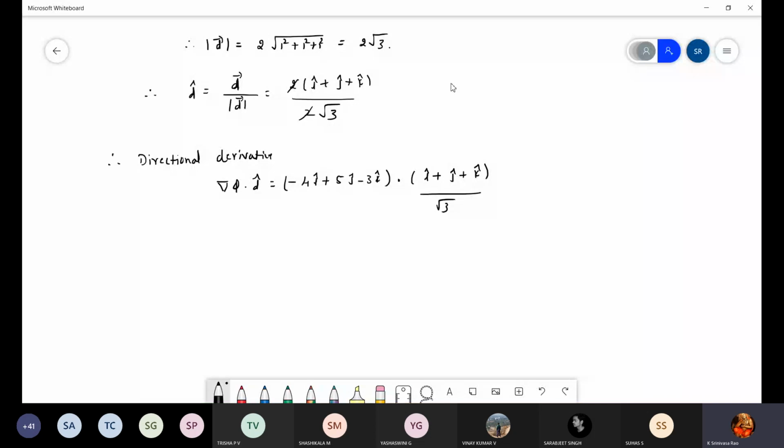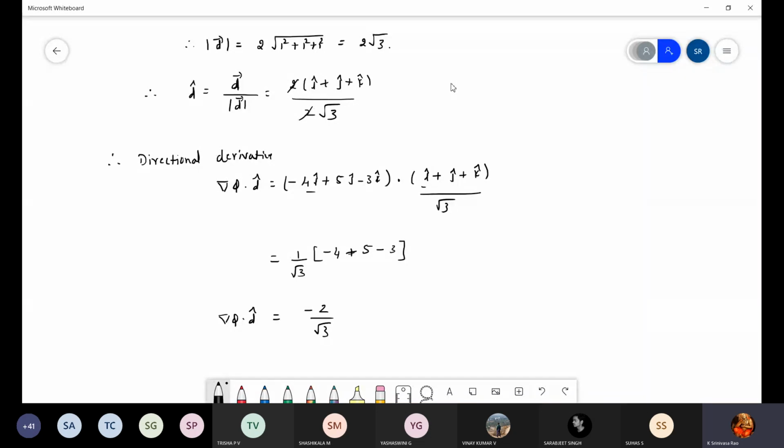Finally, 1 by root 3 into, minus 4 into 1 is minus 4. Plus into plus, 5 ones are 5, then plus into minus is minus 3. So the final answer is minus 2 by root 3, that is, 2 divided by root 3 with a negative sign. Okay, so this is the final answer of the directional derivative.